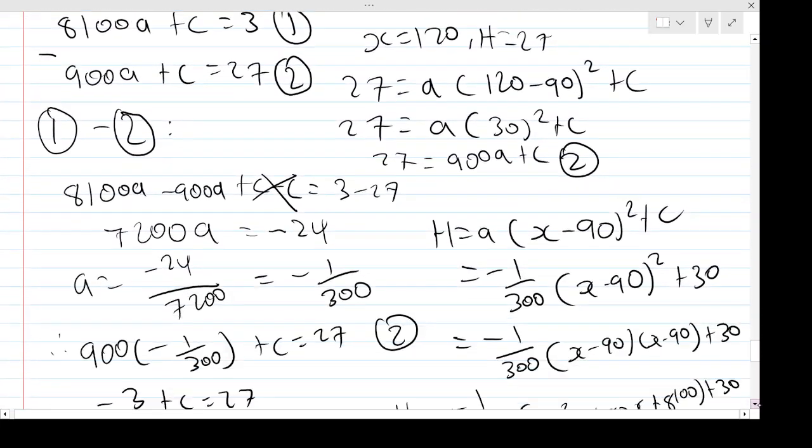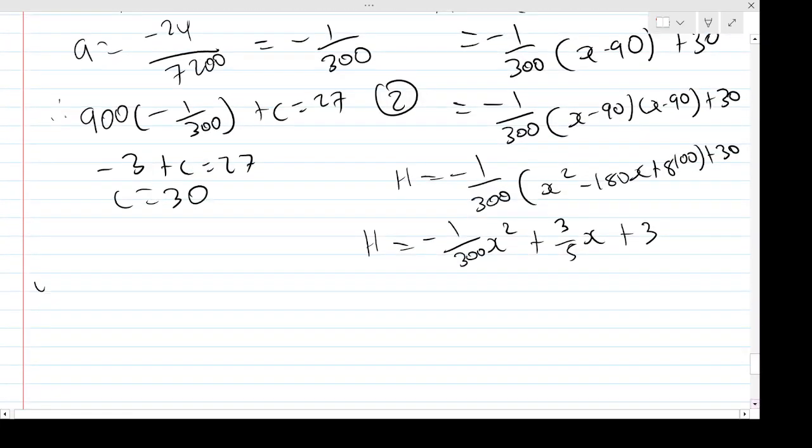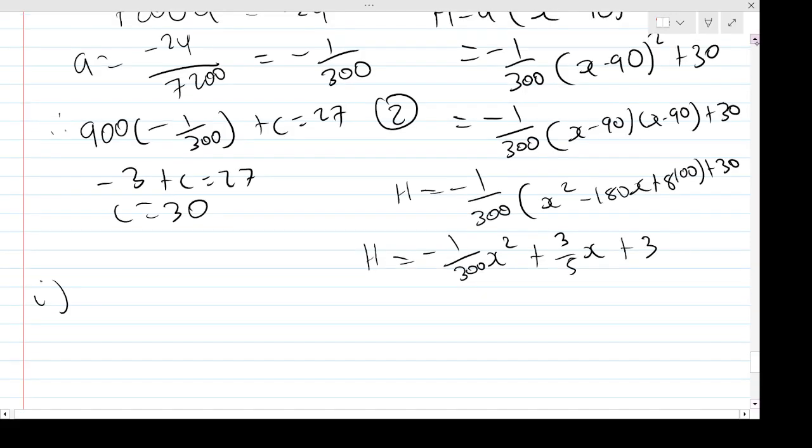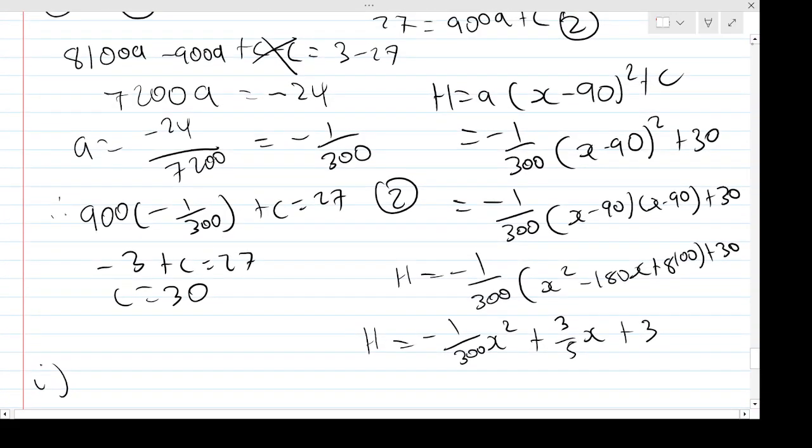But that's going to go back to completing the square. Okay, but we don't need to complete the square because we already did it. Right, it's this expression here. We expanded to complete square to get the quadratic form, but we already have the complete square form. So again, I'm going to copy that again. So h is minus 1 over 300, x minus 90 all squared plus 30.